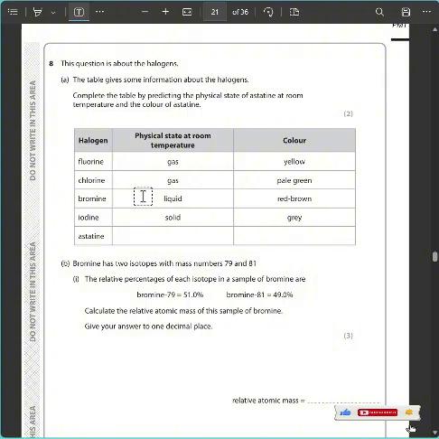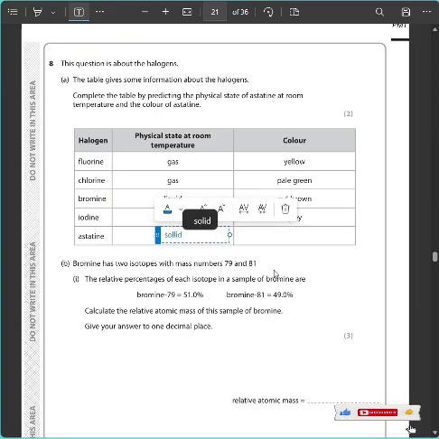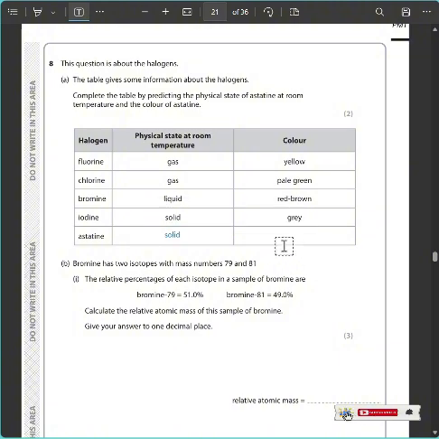Eighth question. This question is about the halogens. The tables give some information about the halogens. Complete the table by predicting the physical state of astatine at room temperature and color of astatine. Okay, the physical state is solid, and color is like black.